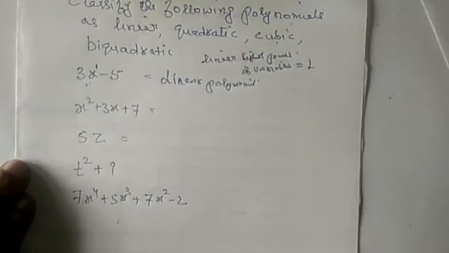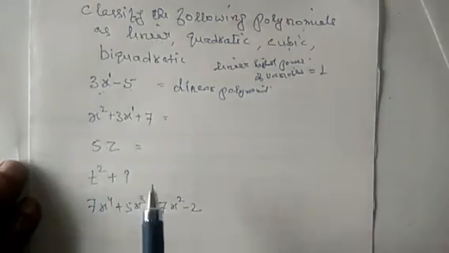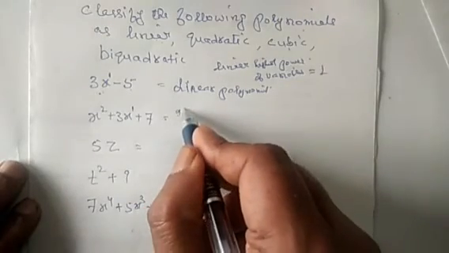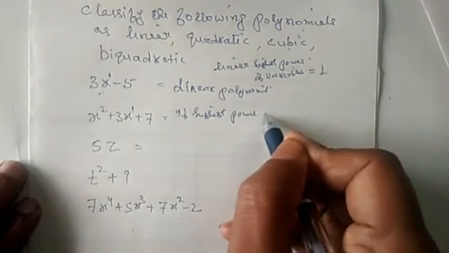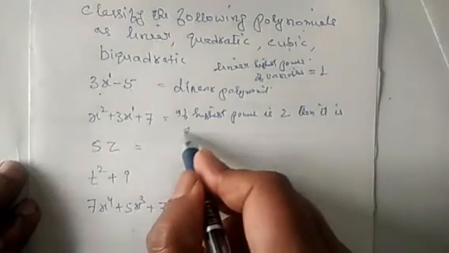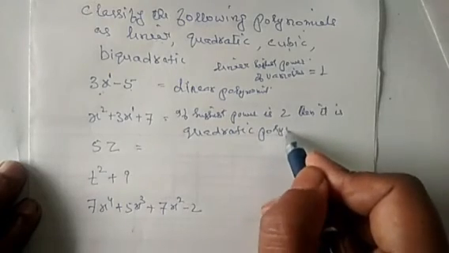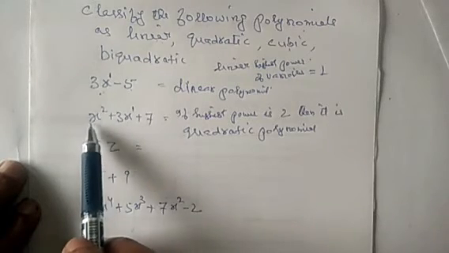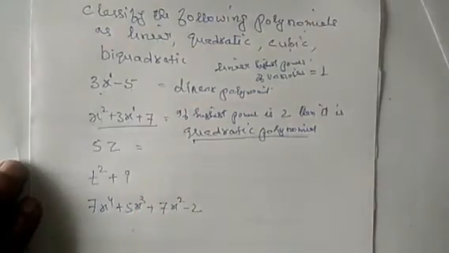And here I'll find the power. See here it is highest power is 2, here it is 1. If the highest power is 2, then it is quadratic, quadratic.